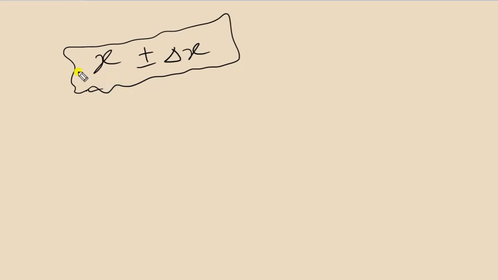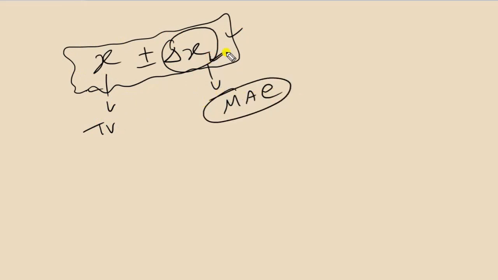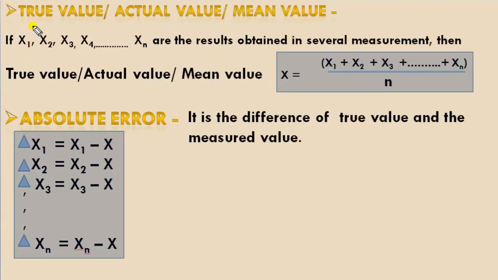In fact, later we will see that any measurement is shown as true value plus minus mean absolute error. We write any measured value in this form, where x is the true value and delta x is the mean absolute error. This mean absolute error is nothing but the average of the magnitudes of all the random errors associated with our experiment. Now let us introduce a few terms, starting with true value, which is sometimes also known as actual value or mean value.